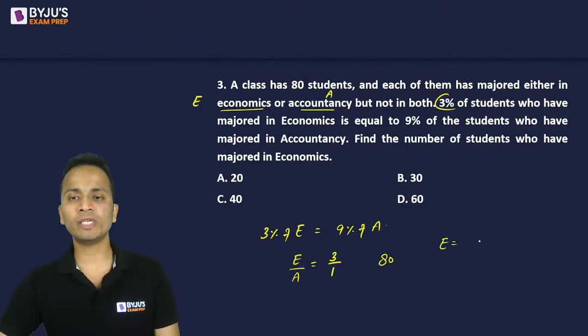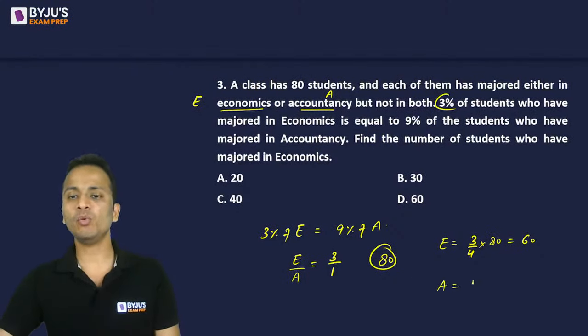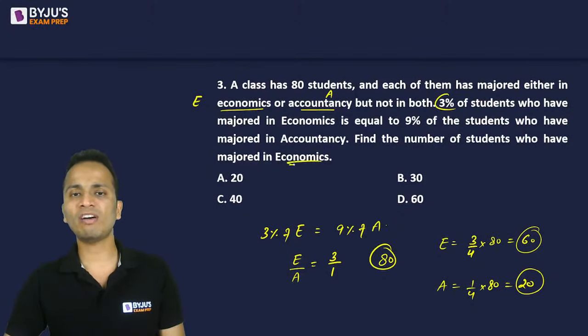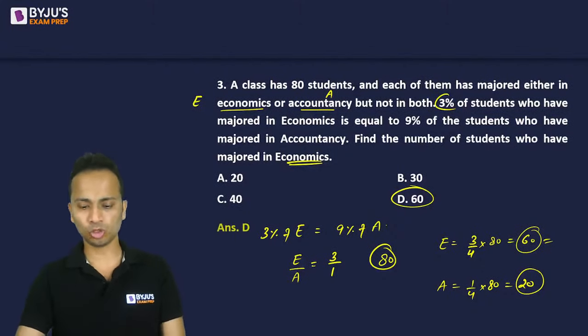So economics के students कितने हो जाएंगे? 3 upon 4 multiply 80, that is equal to 60. Now what you have to do is you just have to divide 80 in the ratio 3 is to 1. Accountancy will be 1 upon 4 multiplied by 80, that is equal to 20. So economics is 60 and accountancy is 20. They want the number of students who have majored in economics and that is 60. So the correct answer should be option D, which is correctly given by almost all of you.